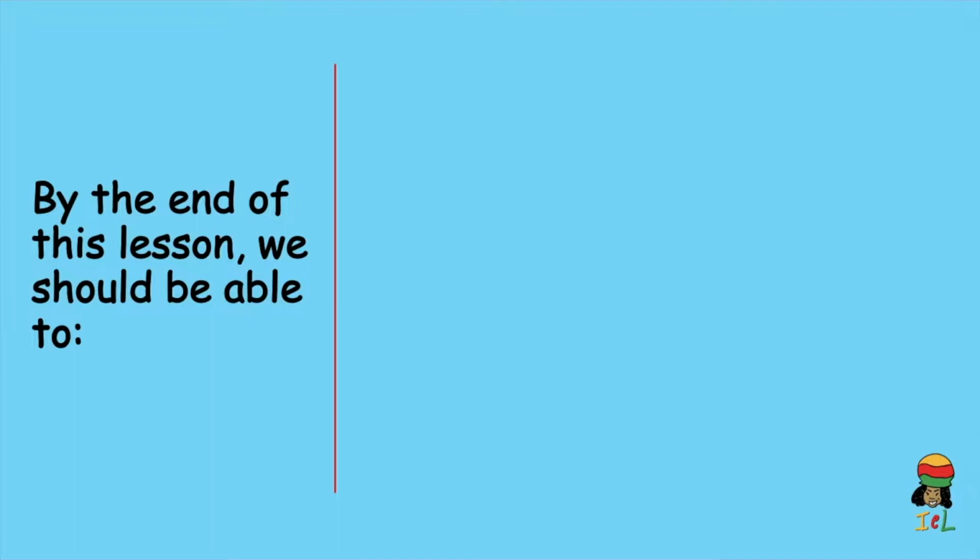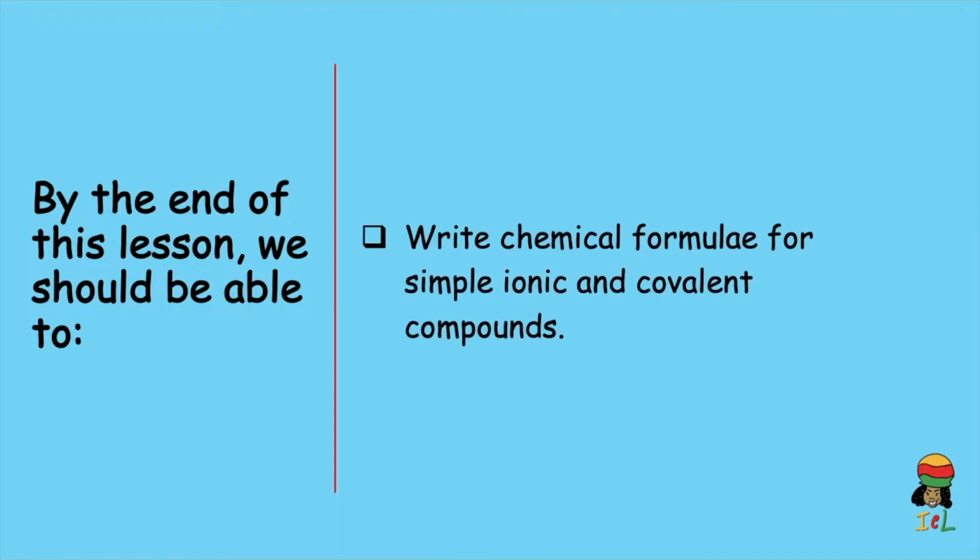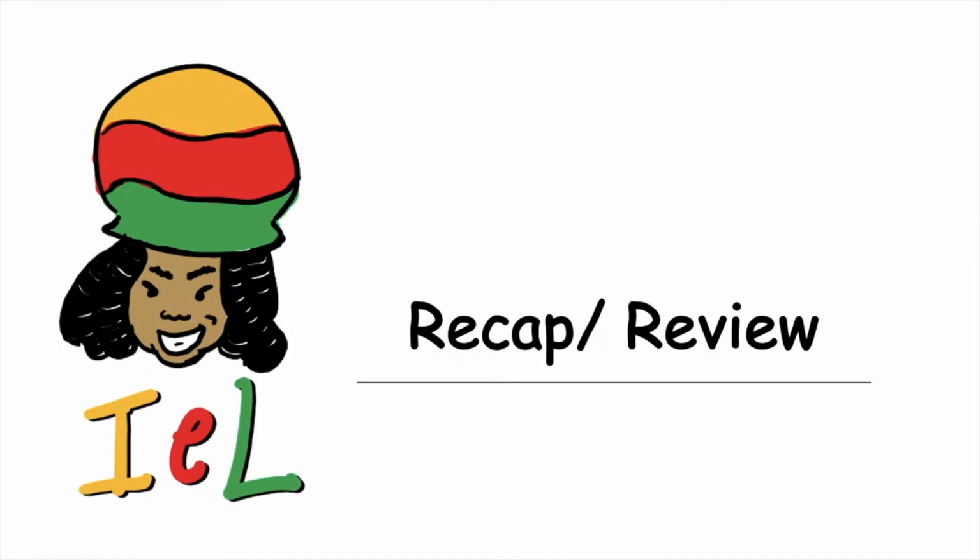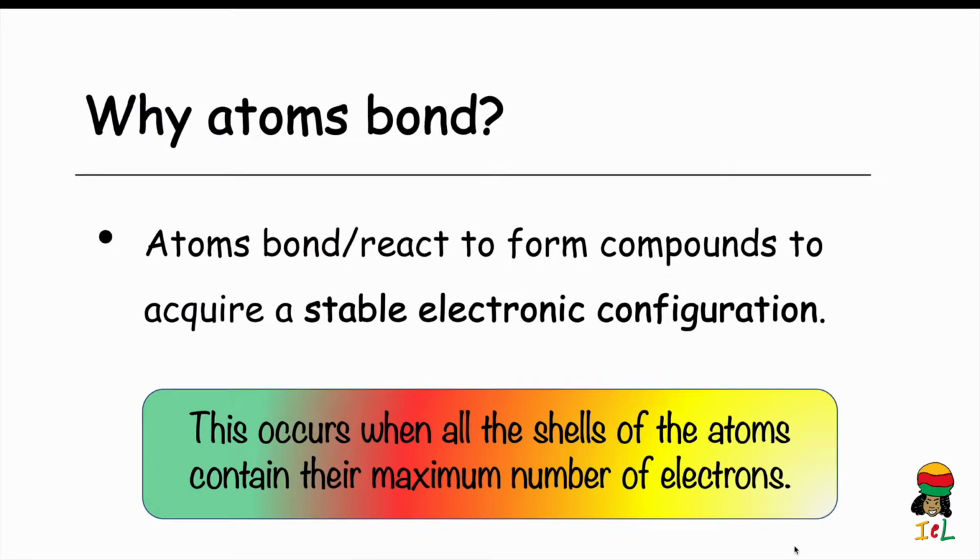By the end of this lesson, we should be able to write chemical formulae for simple ionic and covalent compounds. Let us start with a quick review from previous lessons. So why do atoms bond? Atoms bond or react to form compounds so as to achieve a stable electron configuration. And a stable electron configuration occurs when all the shells of an atom contain their maximum number of electrons.